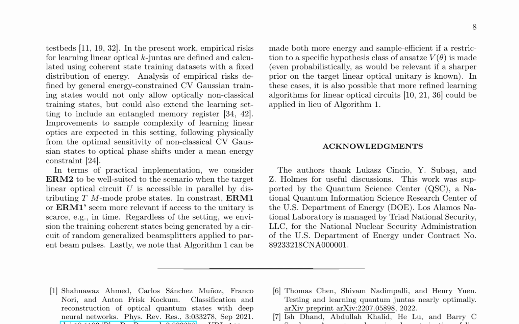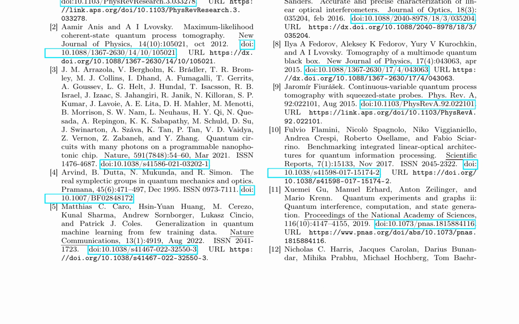The authors explore the practical implementation of these algorithms in scenarios with parallel or limited access to the target linear optical circuit. The paper shows that using non-classical continuous variable (CV) Gaussian states as training states can improve the sample complexity of learning linear optics. Additionally, applying a specific hypothesis class of ansatz can enhance the learning algorithm. The authors connect their work to previous studies on quantum circuits, quantum information processing, and quantum tomography, highlighting the relevance of their approach in the context of existing research.